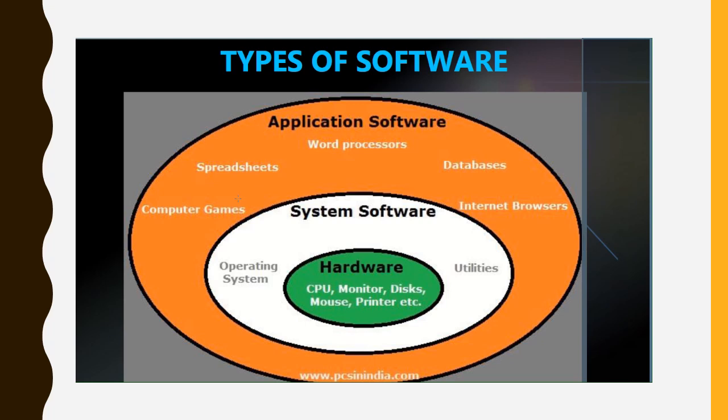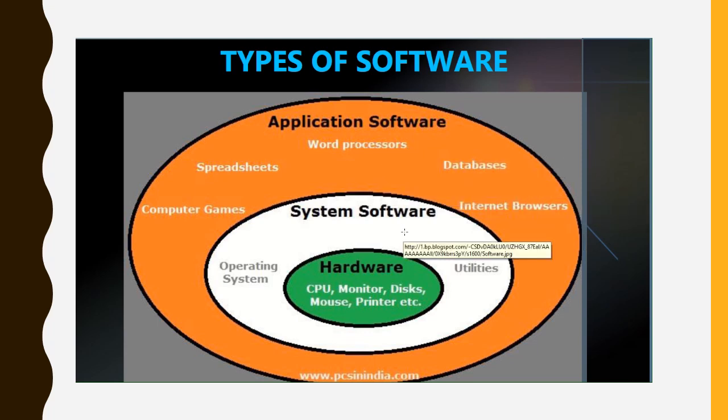Application software comprises various parts. First are computer games and spreadsheets. There are various computer games we play, and all of them are known as application software. Spreadsheet means the Excel part, and Access could also be known as a spreadsheet. Next are word processors, and databases like SQL. Next is your internet browser. All of these are application software.